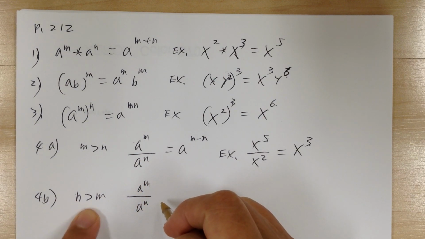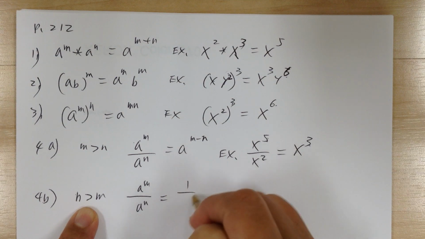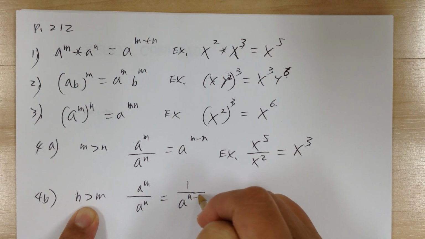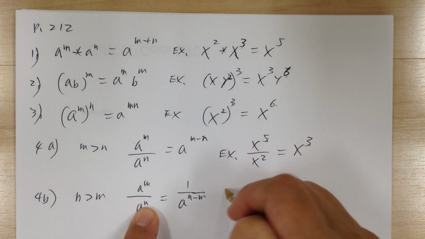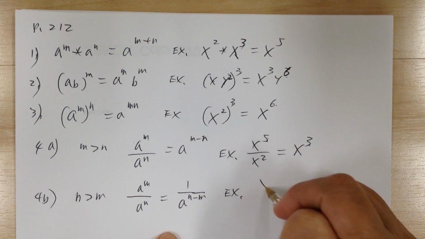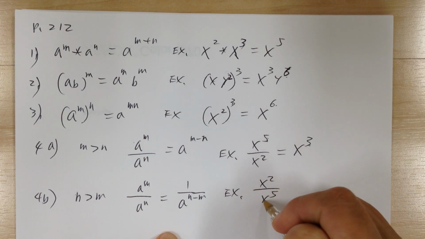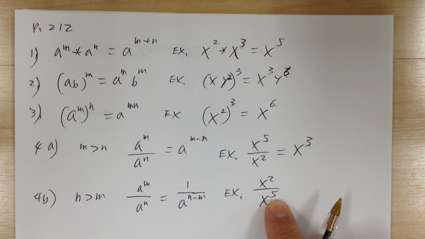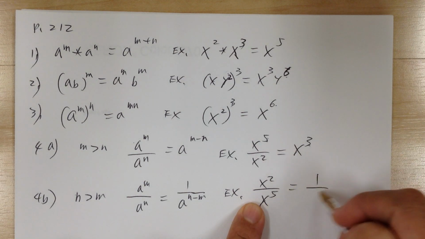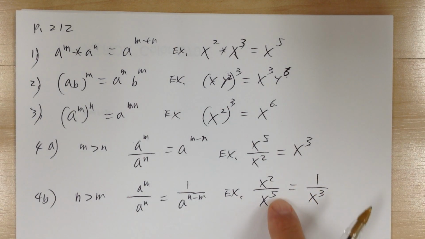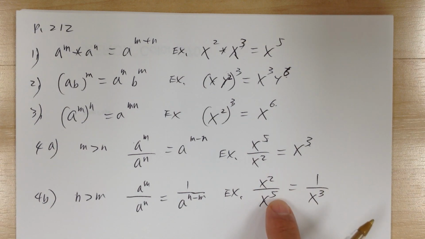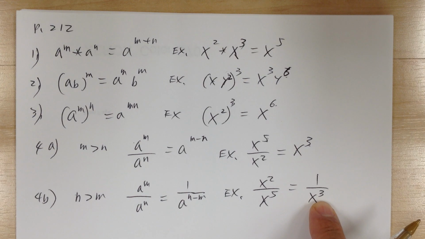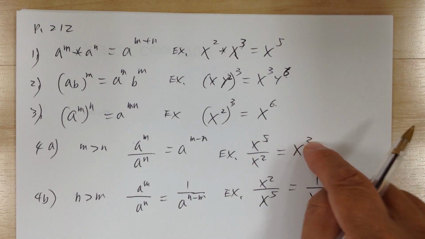So this is when the bottom is bigger. So this will equal 1 over a to the n minus m. What it's saying is that because the denominator has a higher exponent, when you cancel, you're going to get leftover on the bottom. Example: x squared over x to the 5. The bottom is higher, so you get leftover on the bottom. So this will equal 1 over x to the 3. Whichever has a higher exponent, when you cancel, you're going to have a leftover. If the bottom is bigger, you have leftover on the bottom. If the top is bigger, you get leftover on the top.